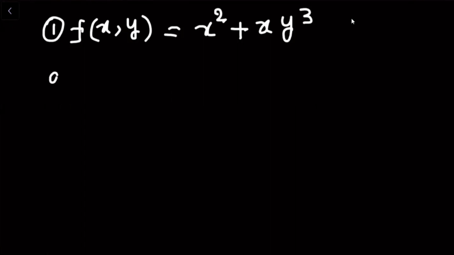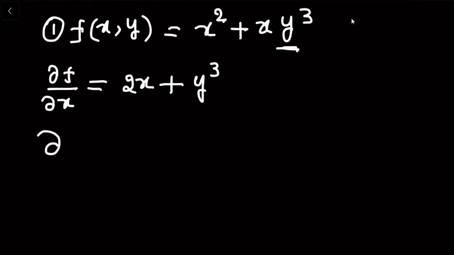Let us solve the partial derivative with respect to x, dou f by dou x. Remember, while taking with respect to x, we have to take y as a constant, as we have discussed earlier. So with respect to x, the derivative of x square is 2x plus, as y is constant, the derivative of x is 1. We can write y cube.